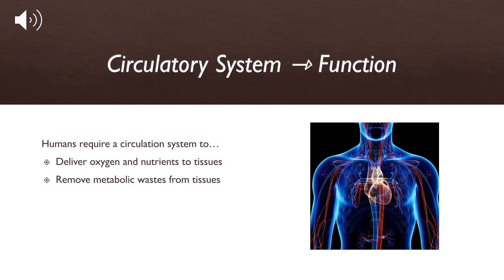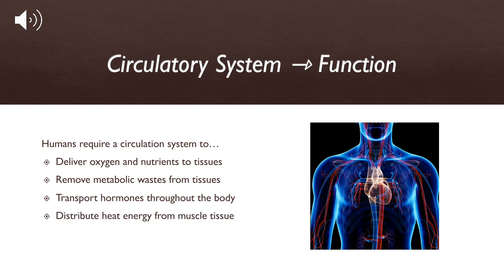The circulation system removes metabolic waste from tissues. So this could be carbon dioxide or even urea. These waste products are going to be transported away from tissues through the blood. Hormones are transported through the body. Our circulation system also helps distribute heat energy from muscle tissue. So this concept of thermoregulation is to keep the body warm, contributes to homeostasis, and we have our circulation system to thank for that.